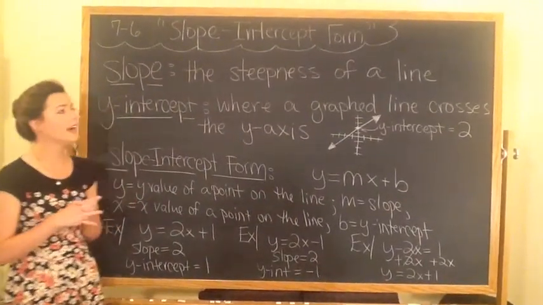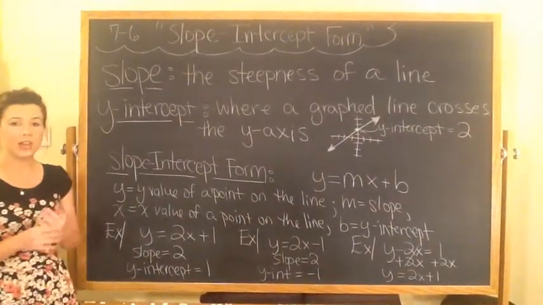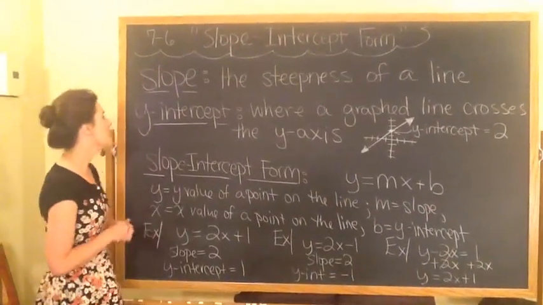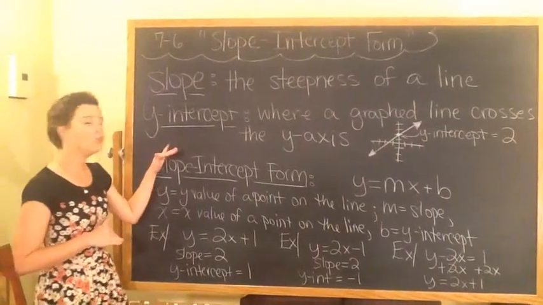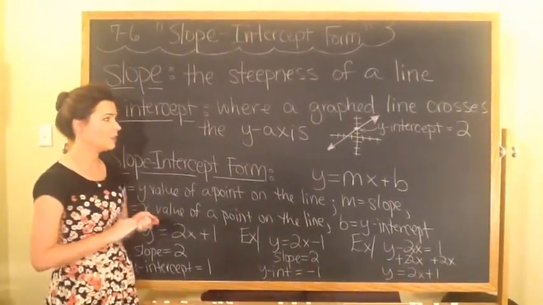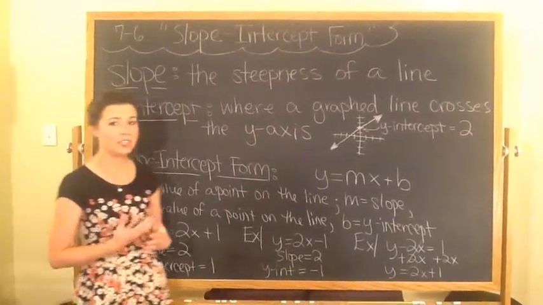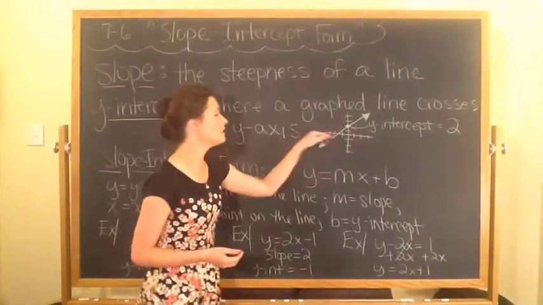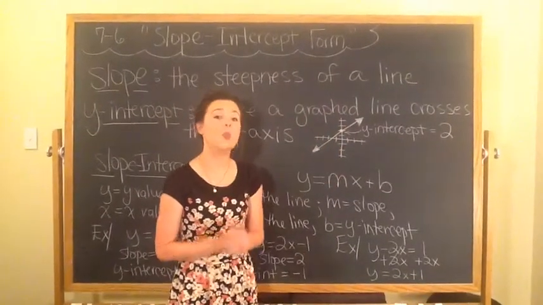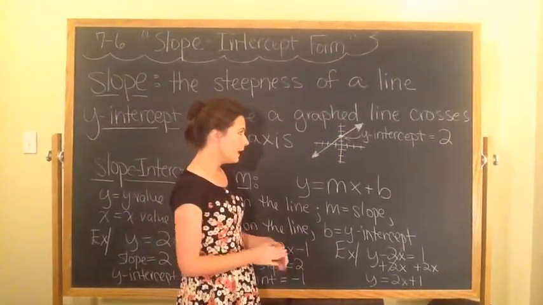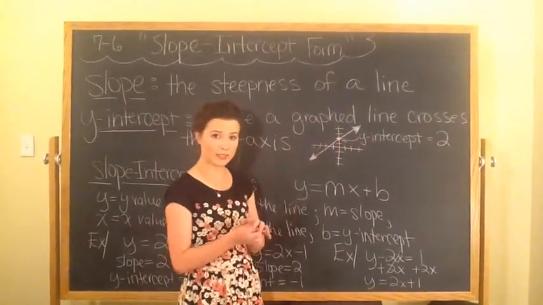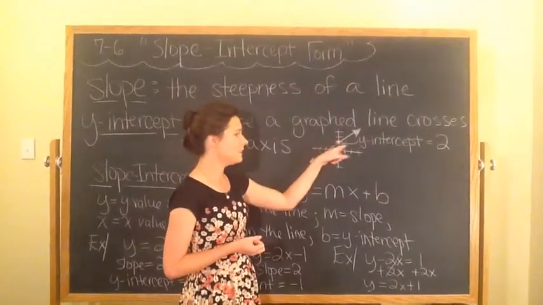First of all, slope is the steepness of a line, which we dealt with last lesson. So the change in y over the change in x. And a y-intercept, this is new for you guys. A y-intercept is where a graphed line crosses the y-axis. First we need to figure out which one's the y-axis. We have the horizontal axis, which is the x-axis, and the vertical axis, which is the y-axis. Where the line crosses the y-axis, exactly where it crosses it, that is the y-intercept.